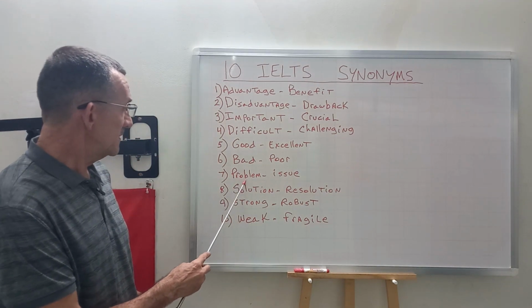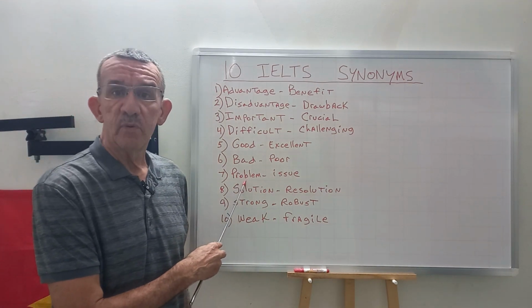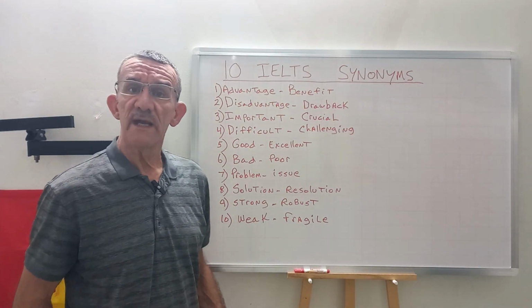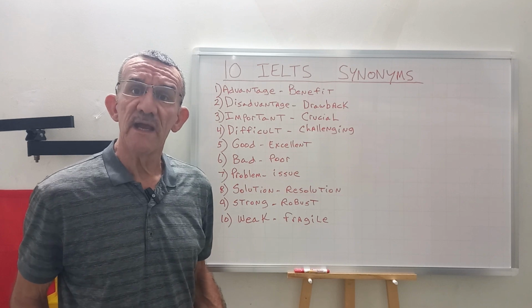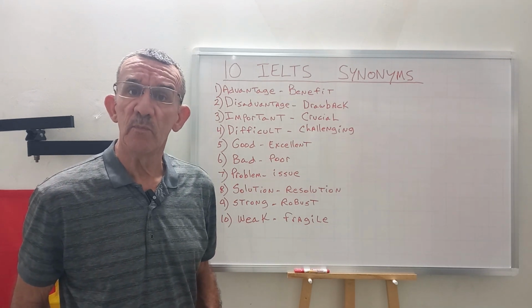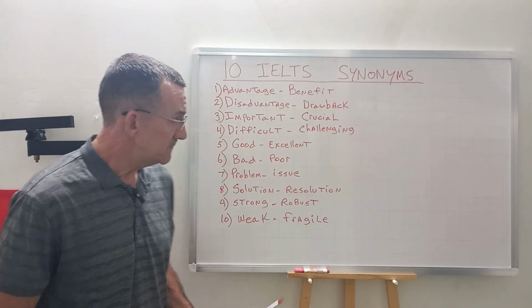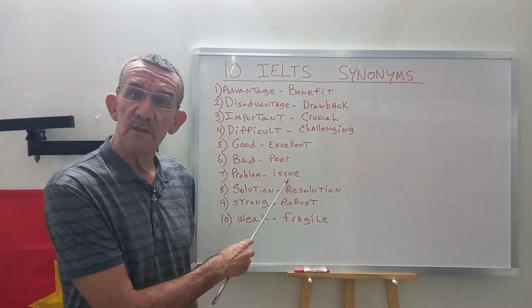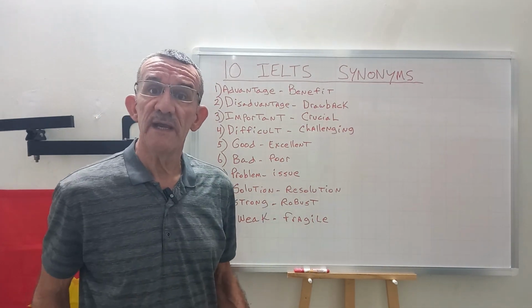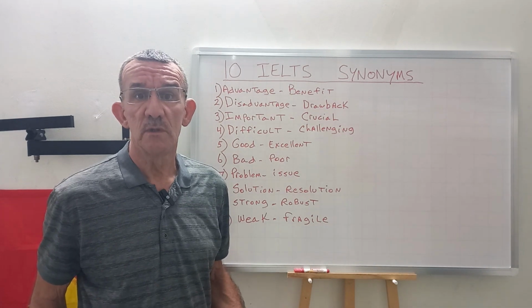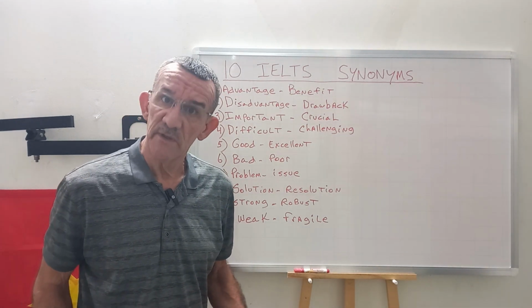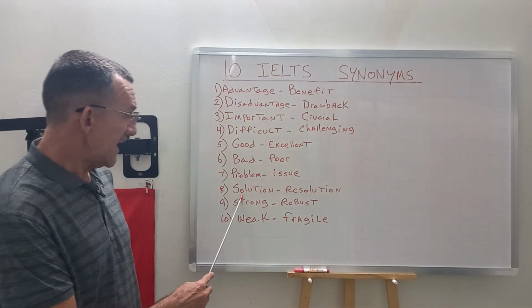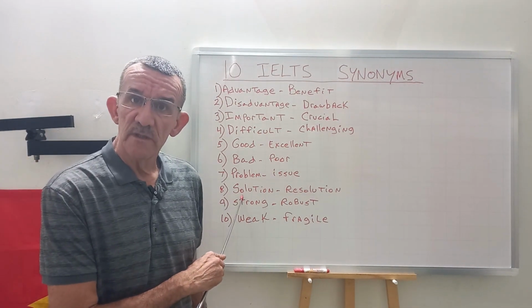Next, number seven, problem. Once they got started, they had a real problem. Synonym, issue. Once they got started, they had a real issue. Very good.